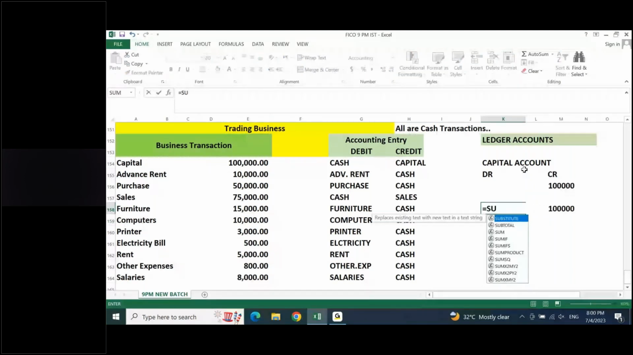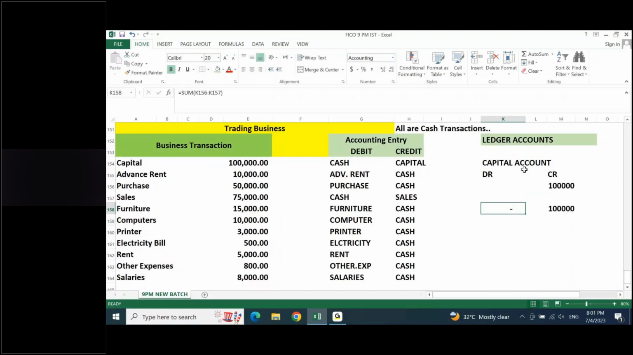You need to close the account on the debit side. You should also close the account on the credit side. On the debit side, do you have any amount or is it blank? Blank. Debit side, it is currently blank. Now, where is the amount? Is it on the debit or on the credit?